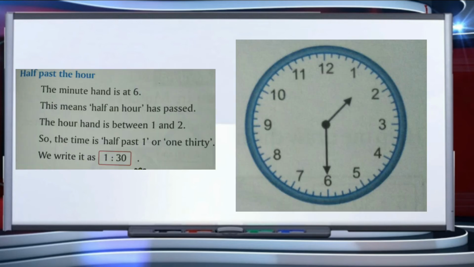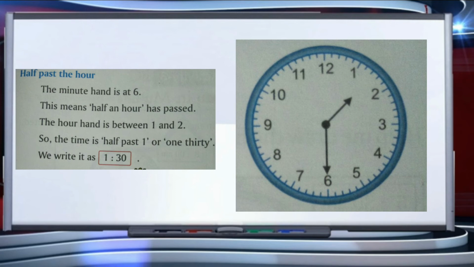Now the third part is half past the hour. One thing is half. Half means the hand should be on 6. And past means the time has gone. Now the minute hand is at 6. This means half an hour has passed. The hour hand is between 1 and 2. So the time is half past 1 or 1:30. We write it as 1:30.